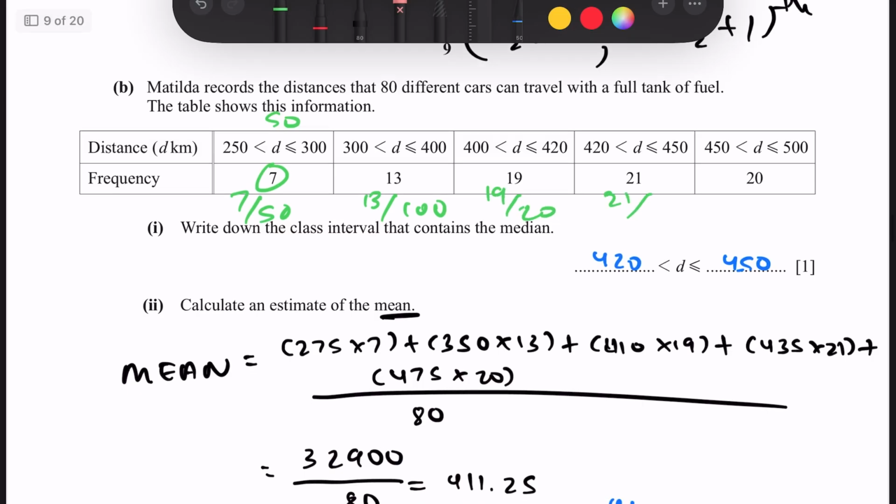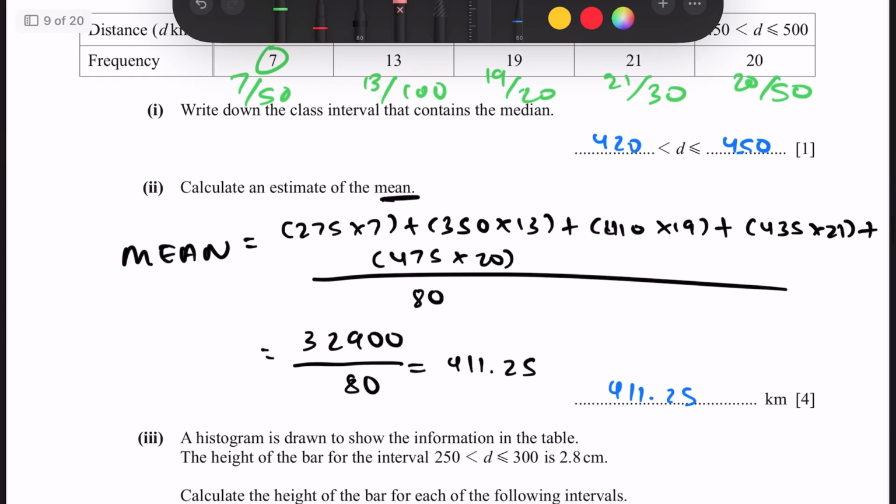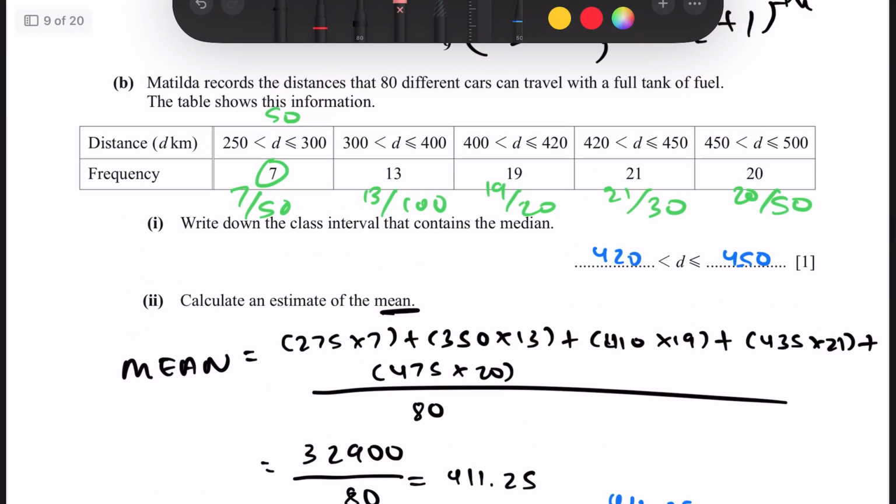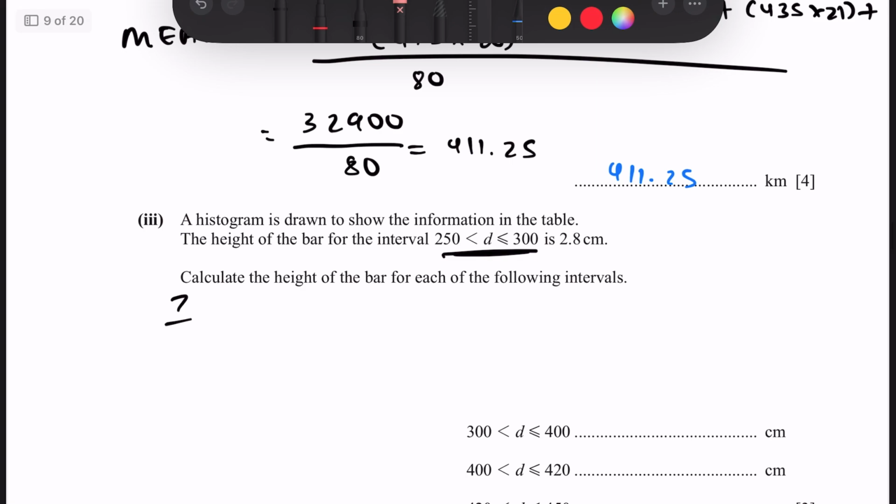The fourth one is 21 by 30. And the fifth one is 20 by 50. Now, once again, it says that the height of the bar for the interval 250 < d ≤ 300 is 2.8 centimeters. So for this, 250 < d ≤ 300 is 7 by 50. This is the height in like units basically.